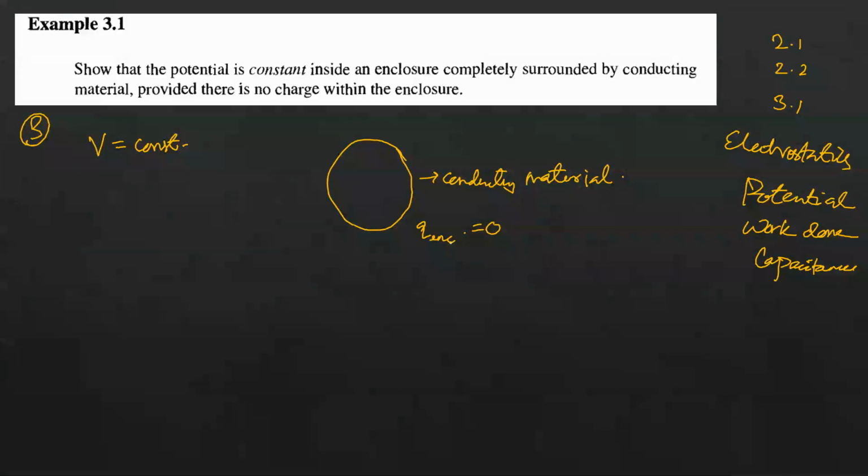So what do we have to find? Potential is constant inside it. For example, potential is some constant V naught at the wall of the cavity. Suppose this is a cavity. So the potential inside is a function which satisfies the Laplace equation. Do you know the Laplace equation? And it has the constant value at the boundary. At the boundary this is V naught, and inside it satisfies the Laplace equation.